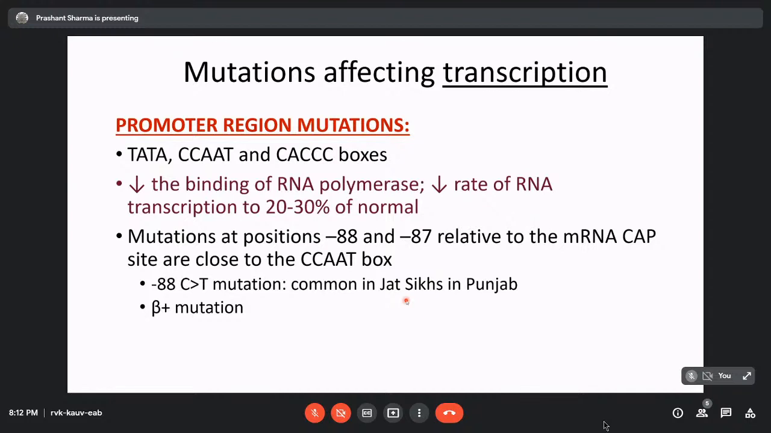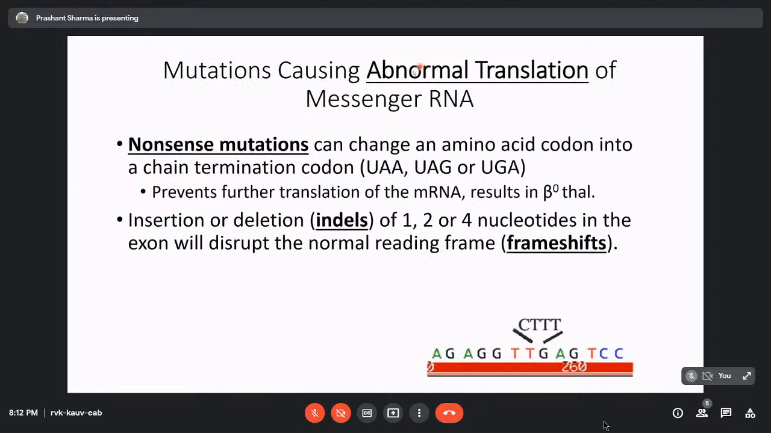Okay, then there can be mutations that cause abnormal translation of messenger RNA. These are usually nonsense mutations that can change an amino acid codon into a chain termination codon. And obviously, these are the three nonsense or stop codons. So that is not going to be a nice thing to happen, because your protein is going to stop abruptly. And this prevents further translation of the mRNA and results in beta-naught thalassemia.